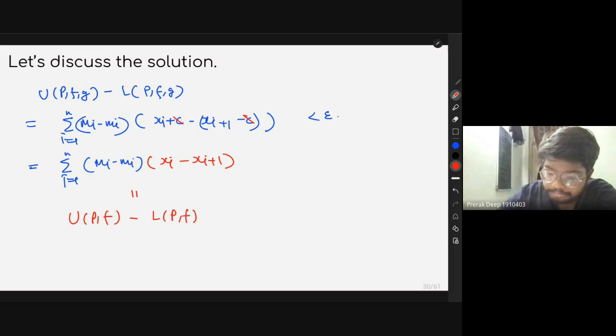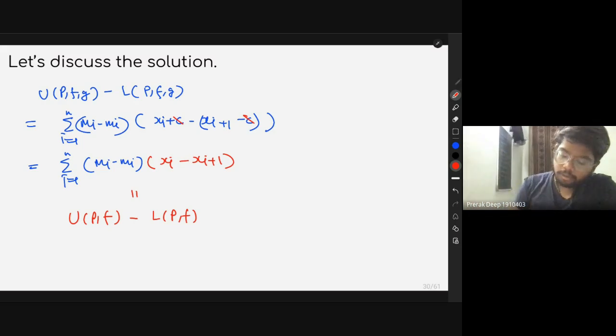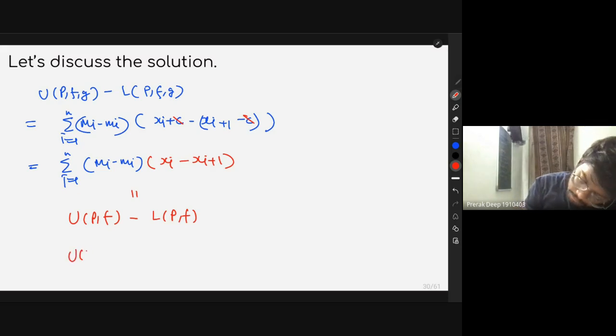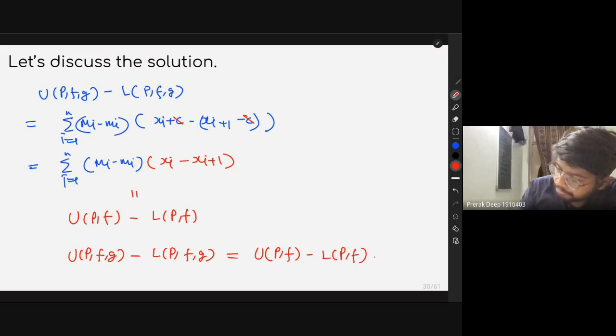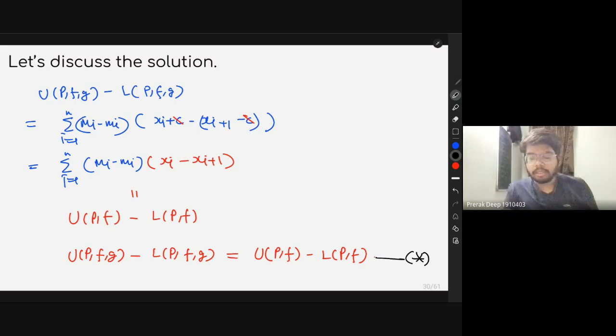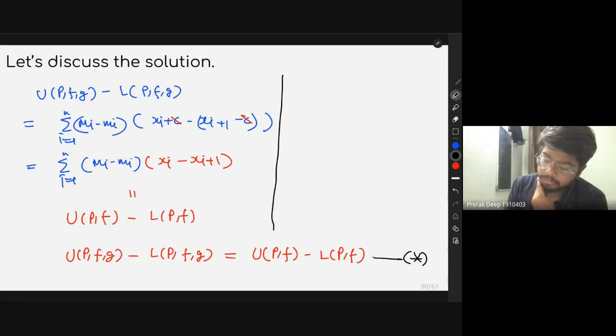So in particular, if I just forget about the epsilon part, U(P,f,g) minus L(P,f,g) is equal to U(P,f) minus L(P,f). So what we have observed is that U(P,f,g) minus L(P,f,g) equals U(P,f) minus L(P,f). This is what we have noticed. So how do we use this fact?